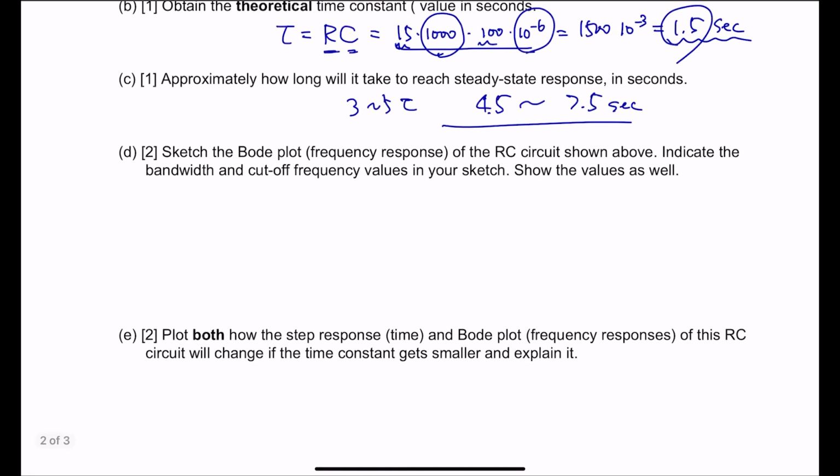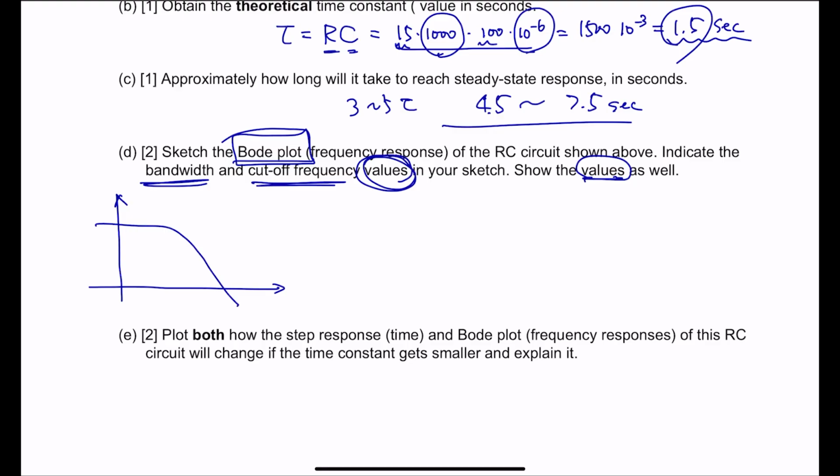Okay? And then the next problem here was sketch the Bode plot of the RC circuit shown above and indicate the bandwidth and the cutoff frequency values in your sketch. Show the values as well. So, Bode plot of an RC circuit, it's this. Your horizontal axis is the frequency in log scale, and the vertical axis is V out over V in in decibel unit.